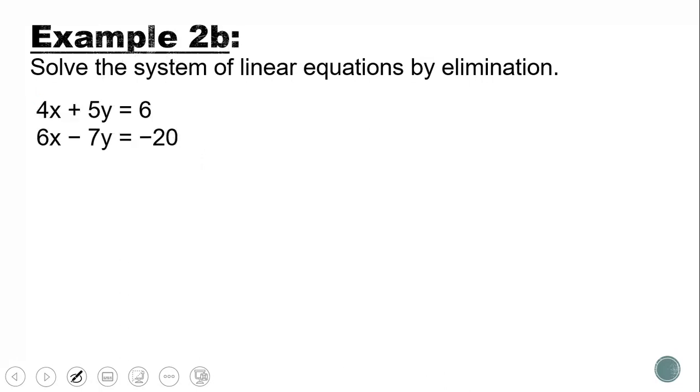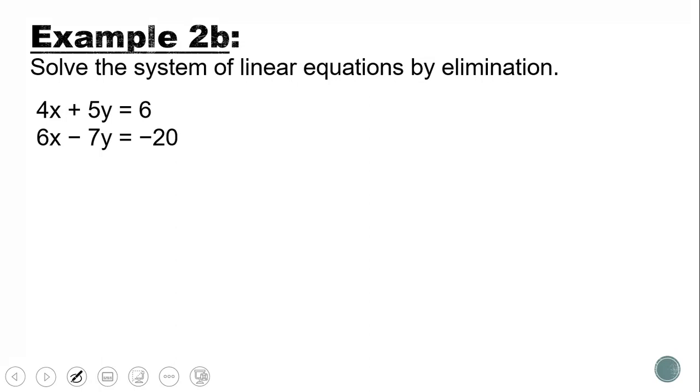One more example to look at, okay? And we're looking at this example. We're saying to ourselves, ooh, this one's rough because I have a 4 and a 6 with my x's, so they're not going to cancel right away. I have a -5 and a 7 for my y, or a 5 and a -7 rather for my y's. They're not going to cancel right away.